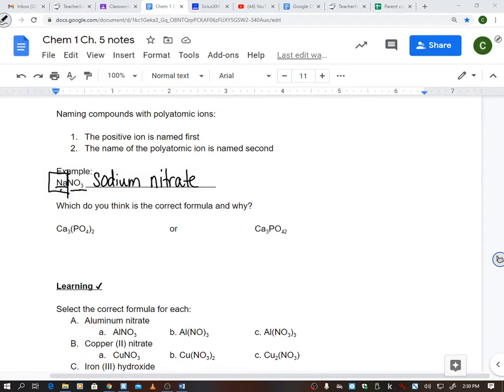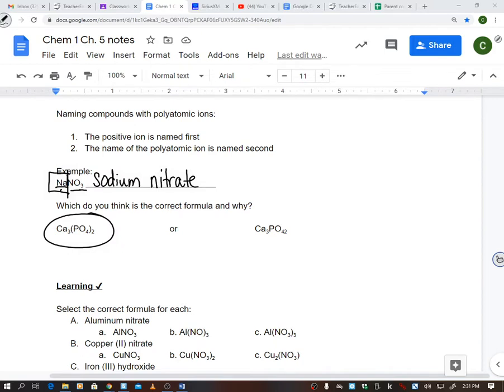All right, so which do you think is the correct formula and why? So if you look at this, I've got 2 different ways of writing this, and I see both of these. One of them is correct, but I do see the incorrect one written quite a bit, so I want to make sure that I really hit on this. So which one is correct? If you're looking at this, it is going to be the first one.